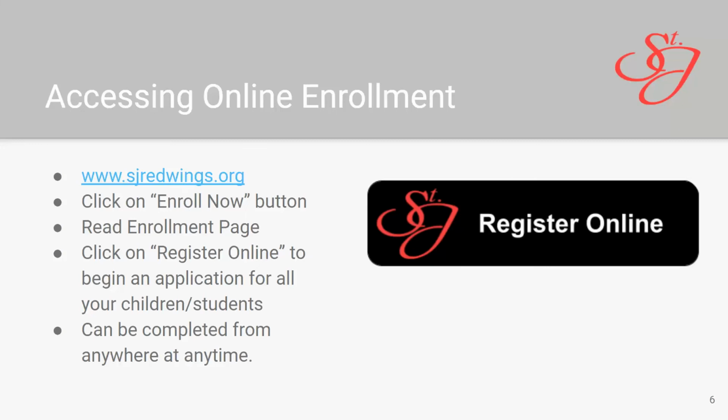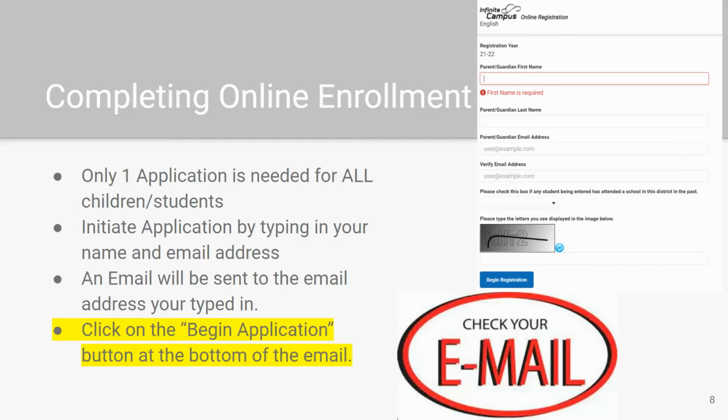The nice thing about our application process or enrollment process is that you complete one application for all of the children in your household. You can complete this anytime, anywhere that you have online access. So as I said, you only complete that one application for all of the children.